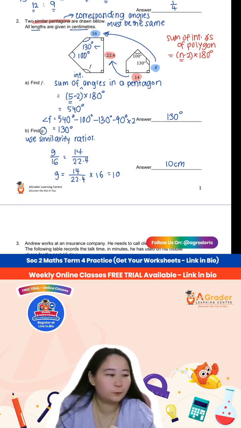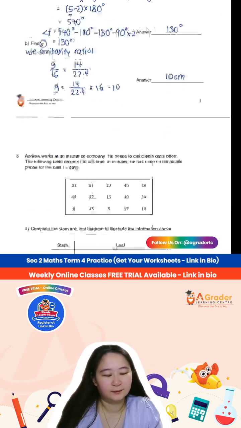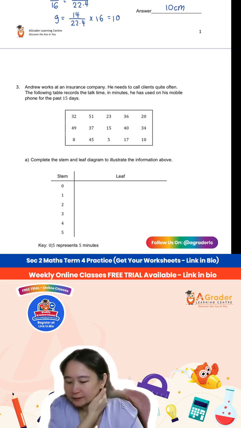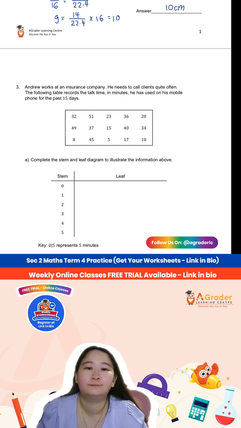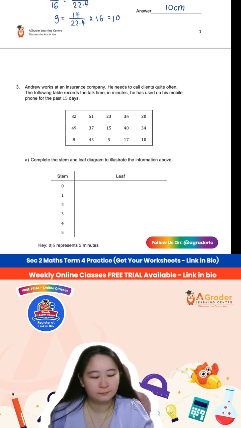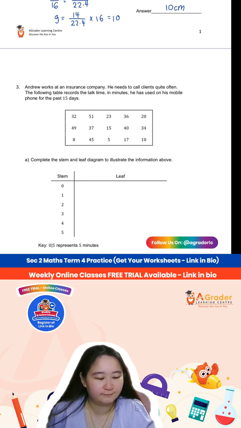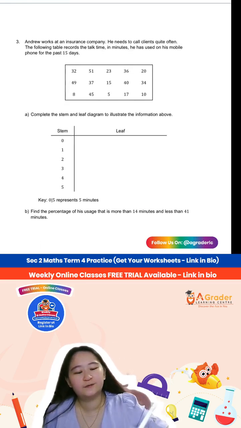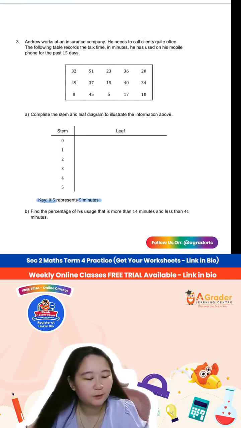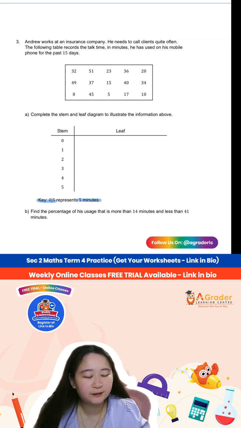So should I move on to question 3? Question 3 will be on stem and leaf diagram. The key is very important for stem and leaf diagram. So if it's 0|5, it represents 5 minutes.